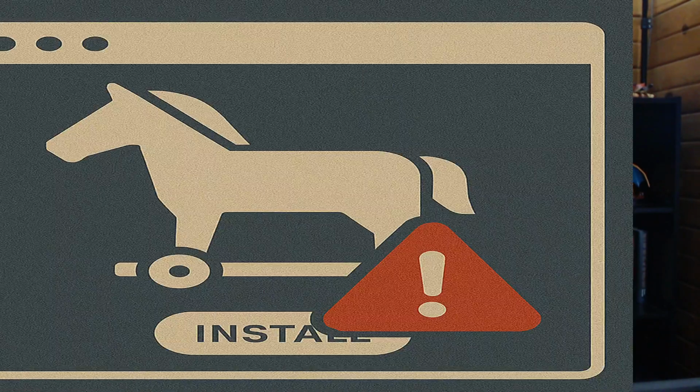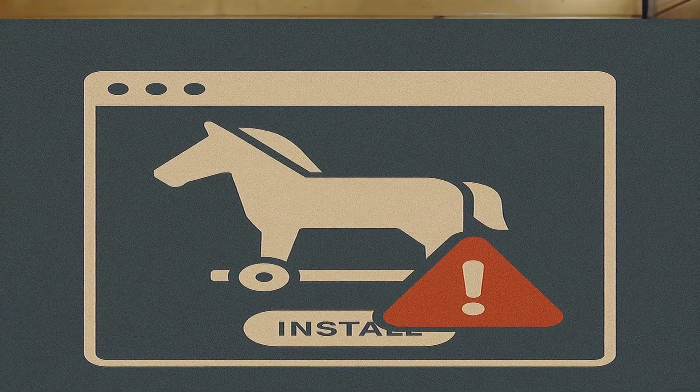Then there's the Trojan horse, or just Trojan. It disguises itself as something harmless, like a game, app, or update, but once installed, it gives attackers control or access to the system. It's named after the famous wooden horse from Greek mythology that allowed the Greeks to sneak into the city of Troy. The same thing applies here. This is a program that tricks users into willingly running it.